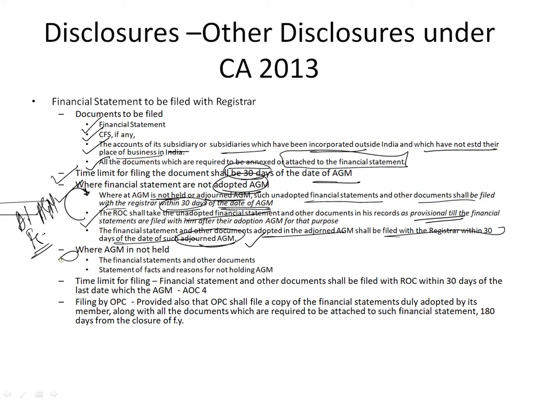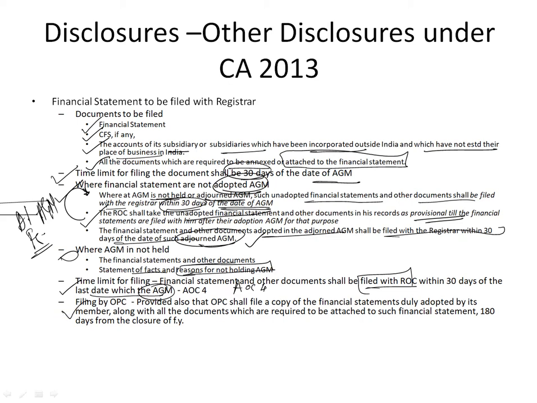Now, in the case the AGM was not held, the financial statements and the other documents need to be filed, along with the reason for not holding the AGM, with the registrar. What is the time period of filing? The financial statement has to be in form AOC-4, and the other documents filed with the ROC within 30 days from the date of the AGM, the last date of the AGM.